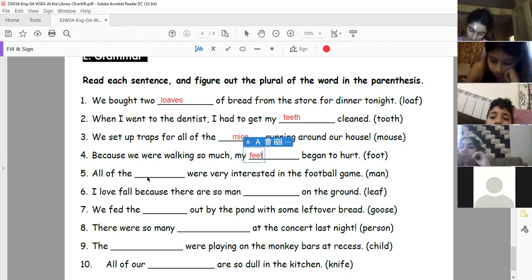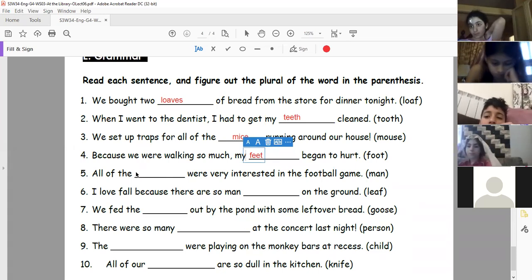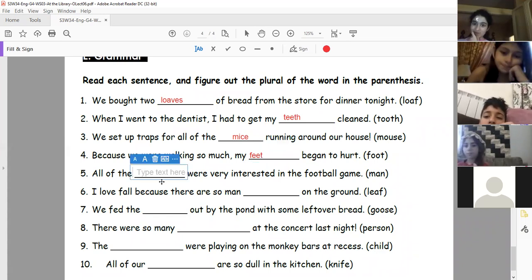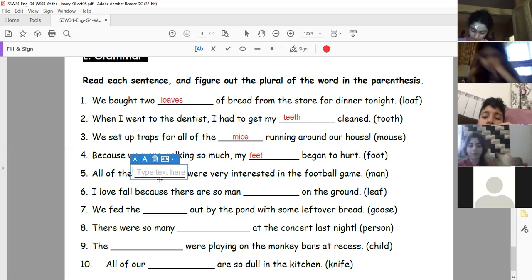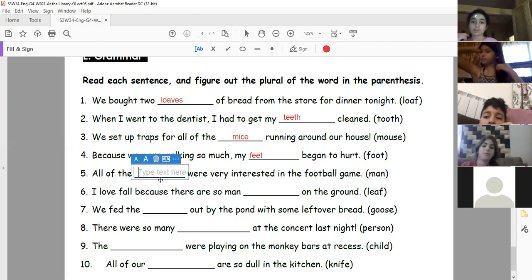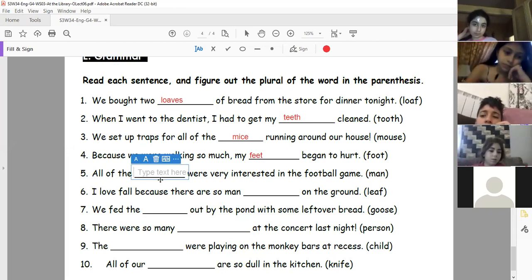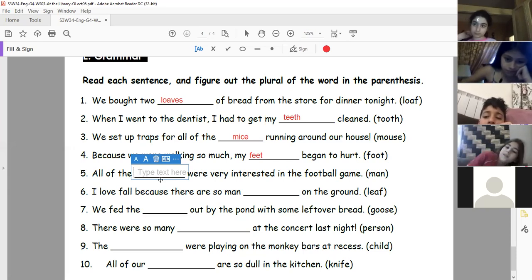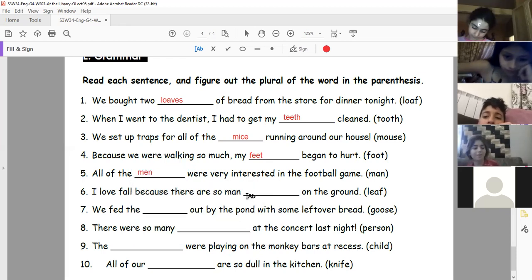Rida Haidar, yalla Rida. Plural of man. All of the what were very interested in the football game? Teacher, I know. Miss, can I answer the sixth one? Teacher, I know. Easy. Rev, plural of man. Can I solve the sixth one?